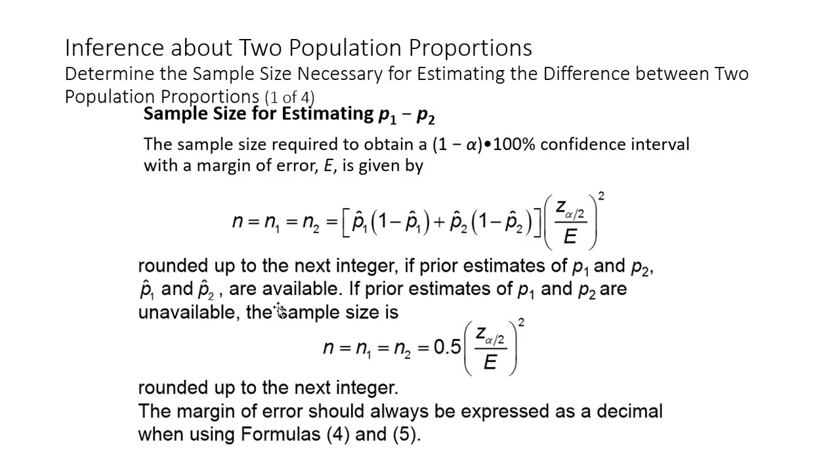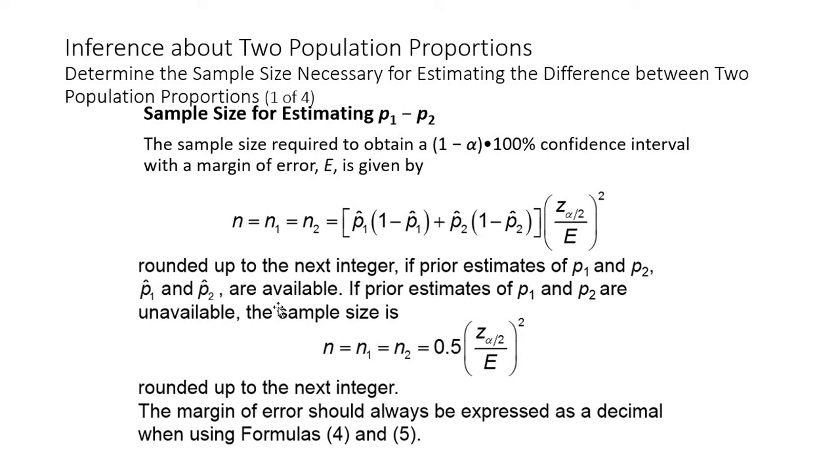We can also find the sample size necessary for estimating the difference between two population proportions. The sample size required to obtain a (1 minus alpha) times 100% confidence interval with a margin of error E is given by n, which is the sample size for the first population and the second population as well, equal to P1 hat times (1 minus P1 hat) plus P2 hat times (1 minus P2 hat), times the critical value divided by the margin of error, all squared.